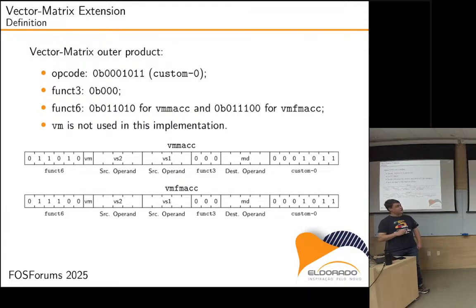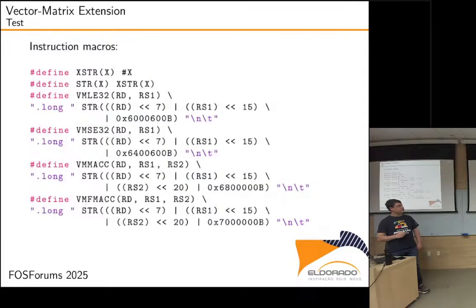For the vector outer product operations, we have the same custom 0 measure code, with a different func6 for each one. And let's start by writing the test again.